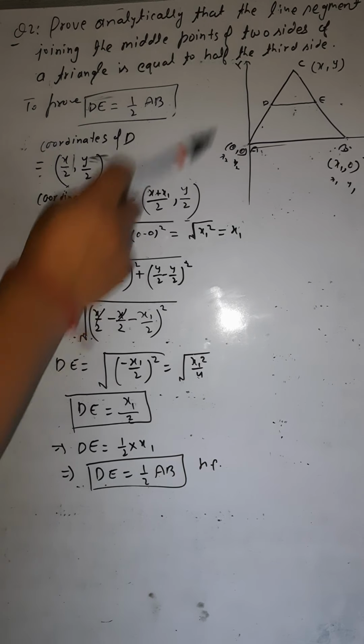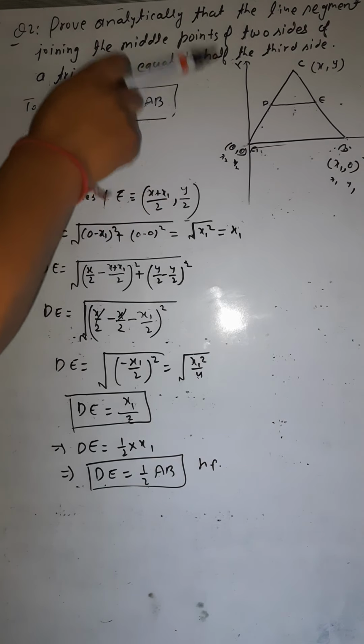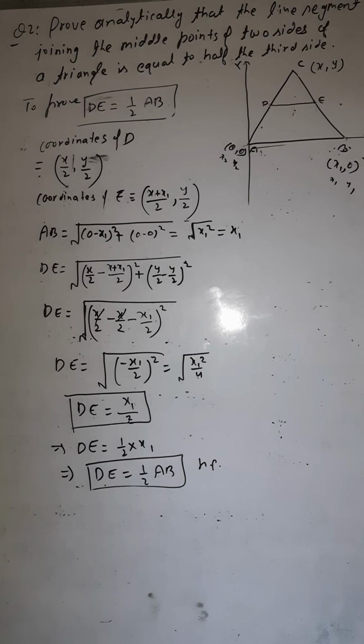It means that if you take two midpoints of two sides of a triangle, then by joining them, the line segment would be half of the third side. So this is a very important theorem. Just try to do it and solve it on your own also.